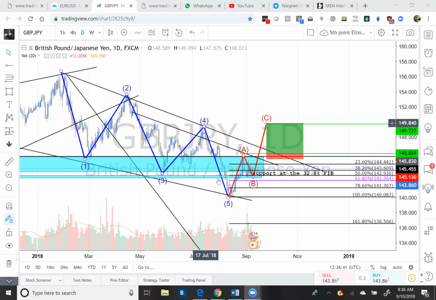Right? What we are seeing if we zoom in on a 4-hour is that price is generally respecting this point at the 50% level of the Fibonacci. Right, I have support at the 32.8, but it's really the 50% level. So the 50% support.